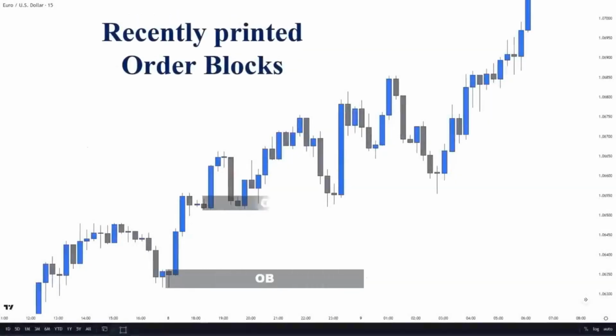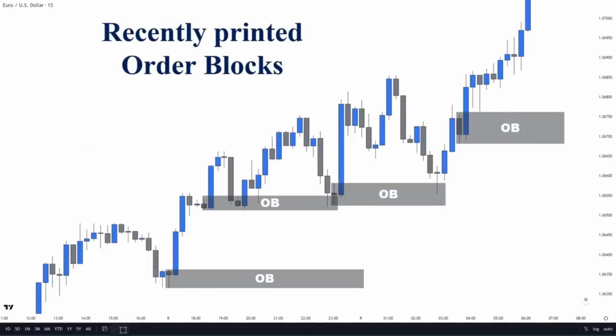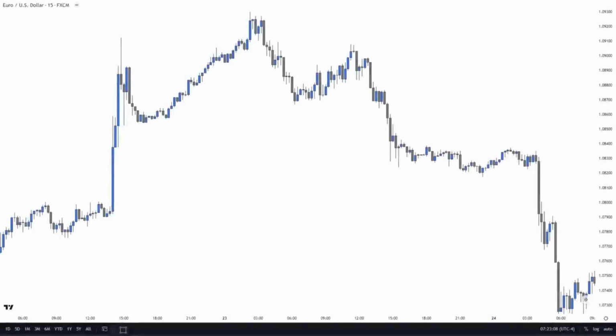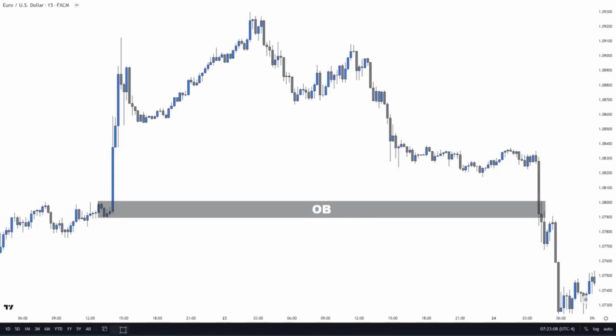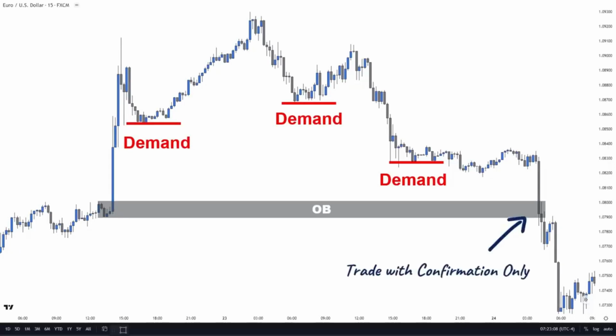Here on the euro-dollar, when we have a clear trending market, see how often the market prints fresh order blocks, rejects them, and continues pushing up. On the contrary, look at another example. Here we have a valid order block zone. But before price taps into this area, the market has made a lot of demand zones and broken them to the downside. Some traders might take these areas as a liquidity grab and put their buying positions on the order block. But the point is that the supply has taken control, and trading this order block without confirmation won't be effective.